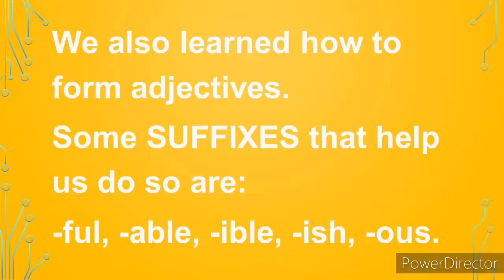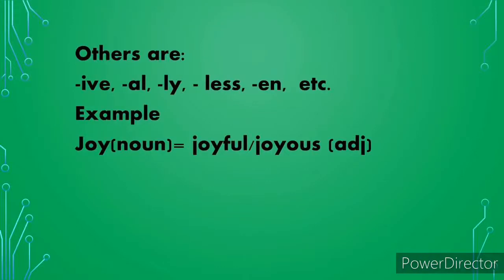We also learned how to form adjectives. Some suffixes that will help us form adjectives easily are FUL, ABLE, ISH, OUS, IVE, AL, LY, LESS, EN, and so on. So from joy, a noun, I can have joyful.